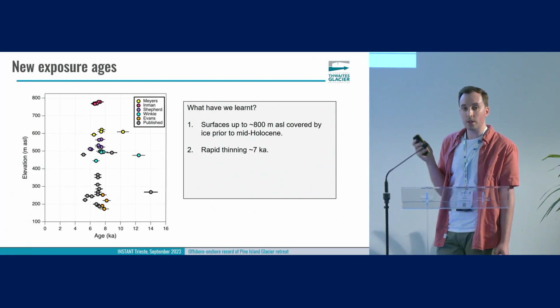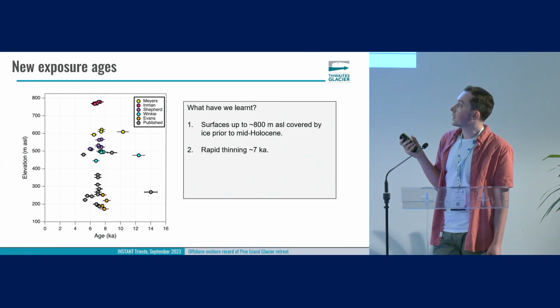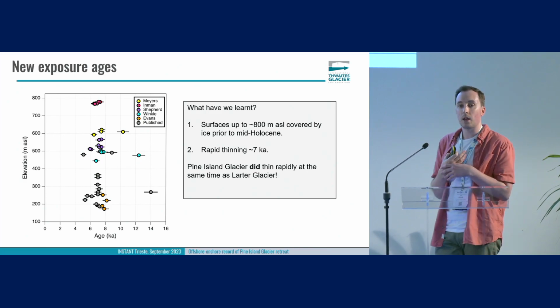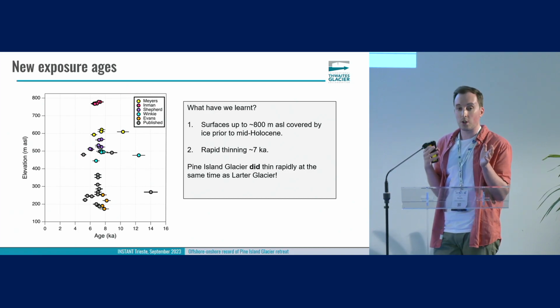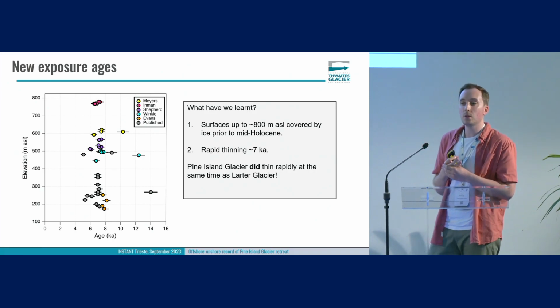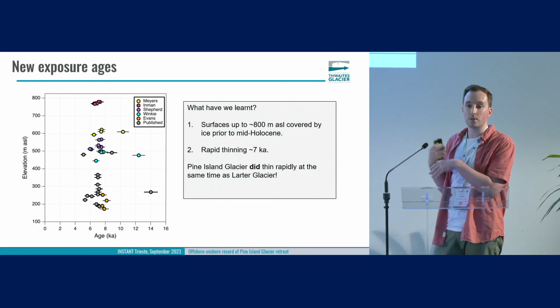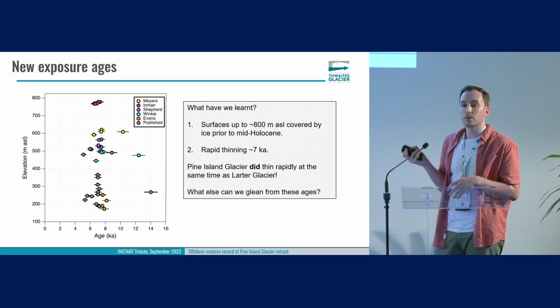So if we put the previously published ages on the same plot in gray, you can see that they line up pretty well. So Pine Island did thin rapidly around the same time as Larter Glacier. So that's not particularly surprising, because it is directly next to it. And we've also seen, over the last 10 years or so, loads of sites around Antarctica where people have done the same kind of study and found rapid thinning around 7,000 years ago. So we wondered if we could glean anything else from this data set.